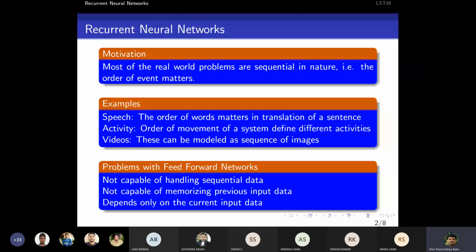It means that there should be some order. It means that there should be some sequence. And one word followed by another word like that.